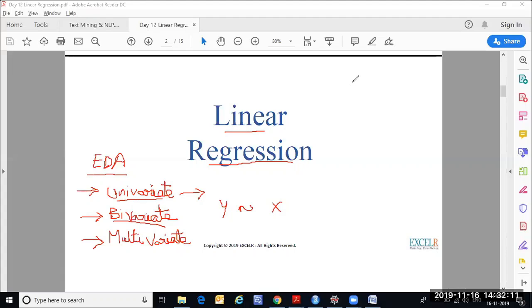So are we clear what exactly we do as part of EDA, exploratory data analysis? Believe me, friends, data collection, cleansing, and EDA are going to take about 60 to 70% of your project time. This is where you are going to spend most of your time. Hence make sure you get it right.